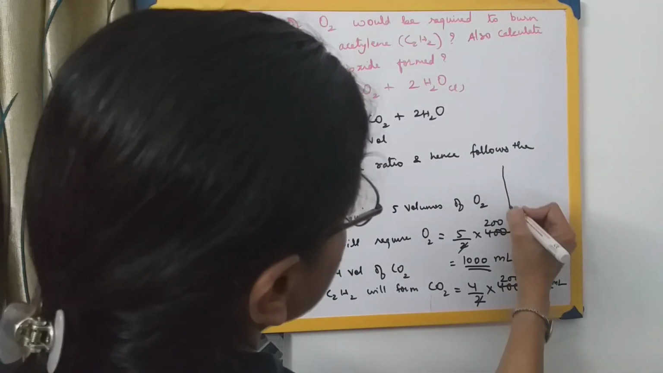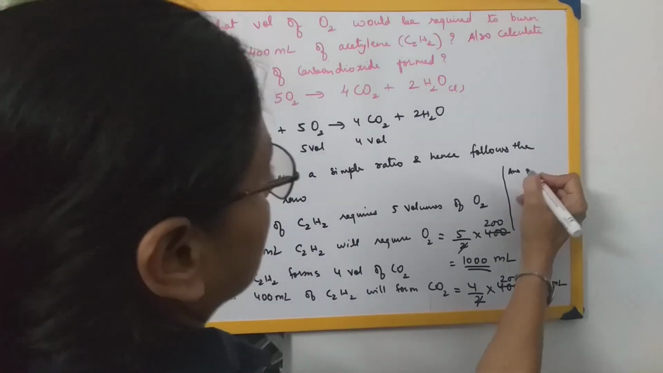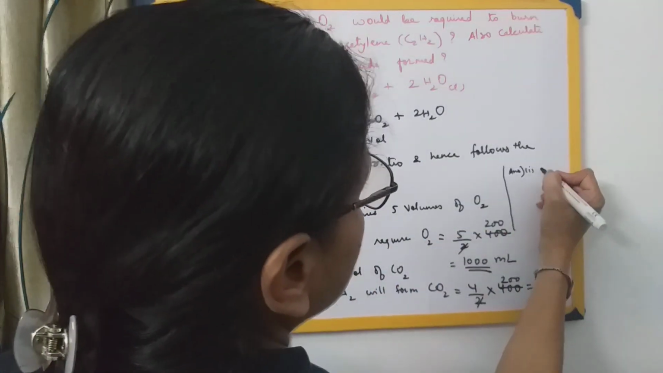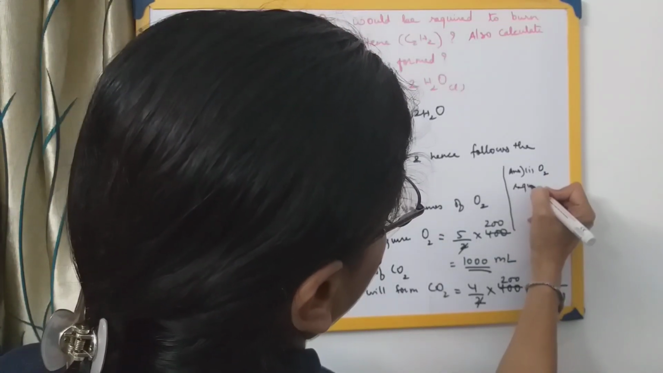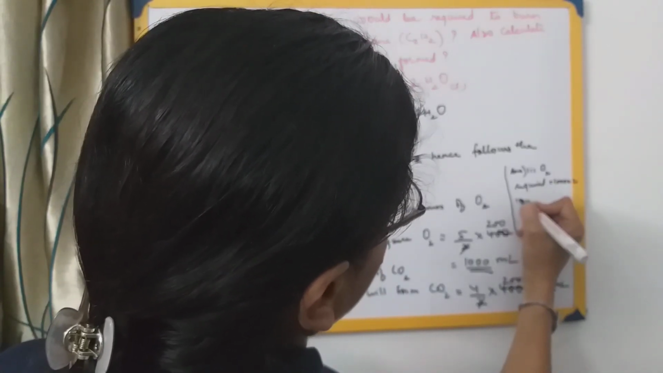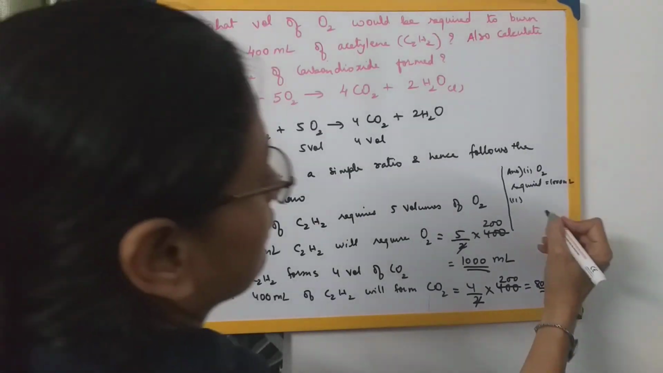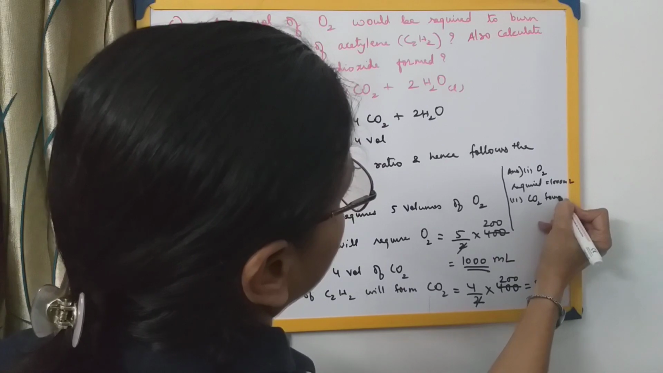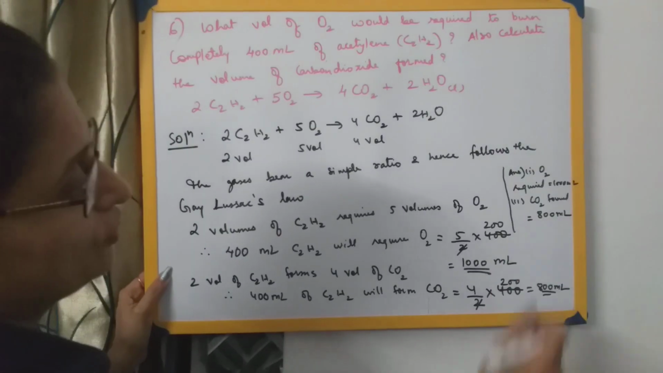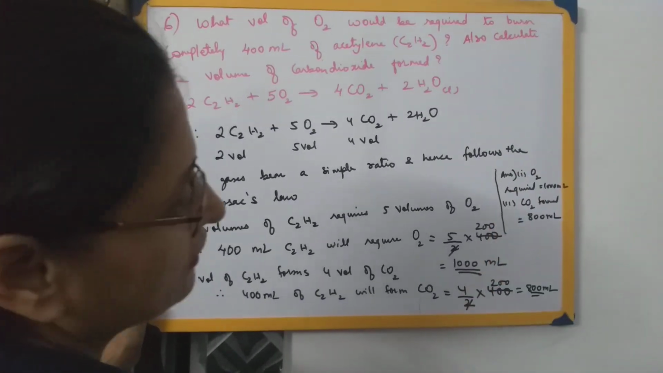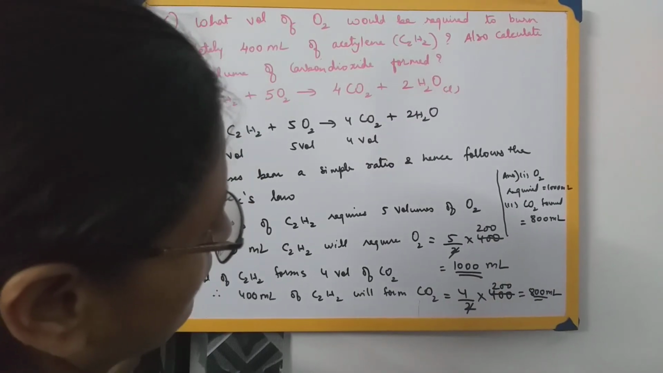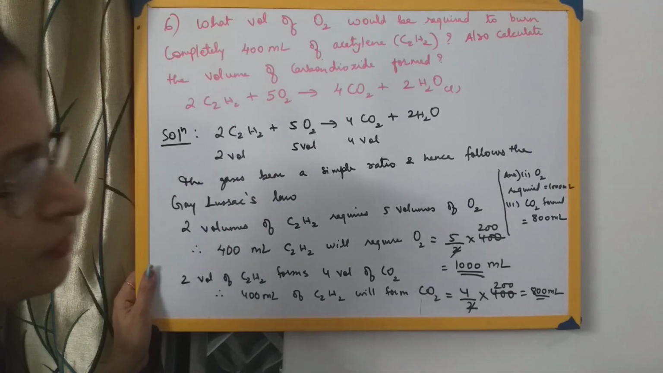Okay. And in the end you just write down that is the answer. That is, oxygen required is equal to 1000 ml, and the second part, that is, carbon dioxide formed is equal to 800 ml. See students, it is easier for the teachers to look when you are writing down answers very clearly over here at the end. So I would always suggest this step. I don't have much space on the board, but I think you are clear with the idea.